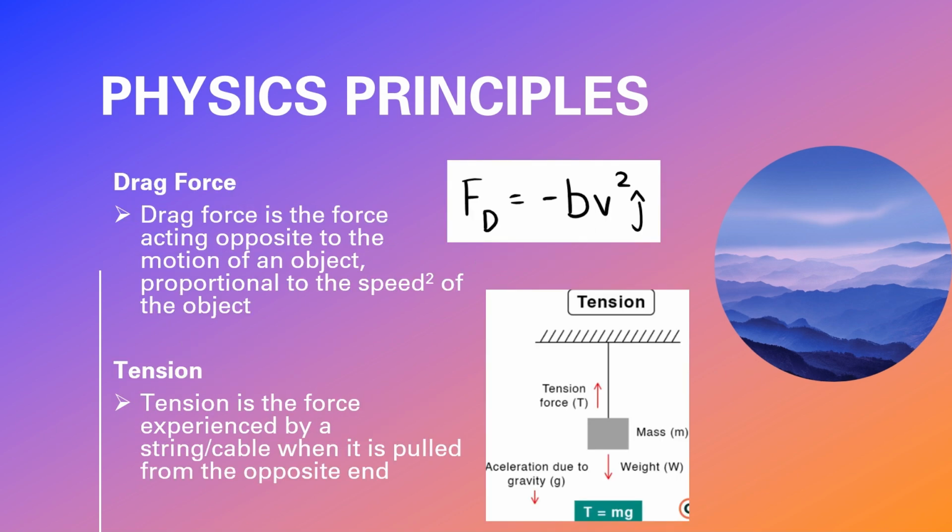Now, drag force is the force acting opposite to the motion of an object, proportional to the speed squared of the object. So as you can see in the formula on the right, drag force is equal to negative b v squared, b being the proportionality constant, v being velocity. And in our case, since drag is operating in the y direction, it will be multiplied by j hat.